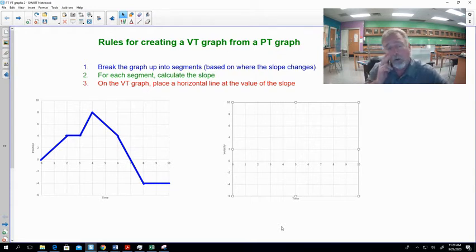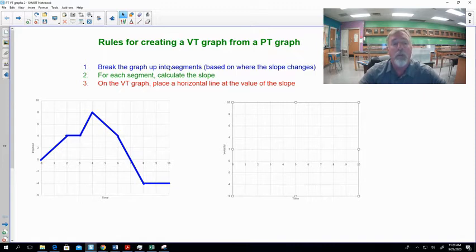I want to continue working a little bit more with velocity time graphs, VT graphs, and position time graphs, PT graphs. What I'm going to do is step you through how to do each one of these. There's really only 3 steps involved in going from one graph to the other. Here are the steps. If we want to create a velocity time graph and we're given a position time graph, how do we do it?